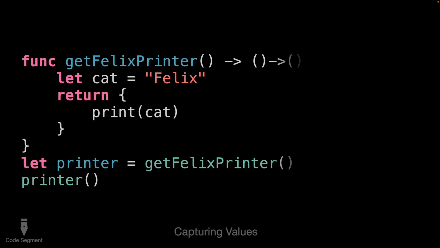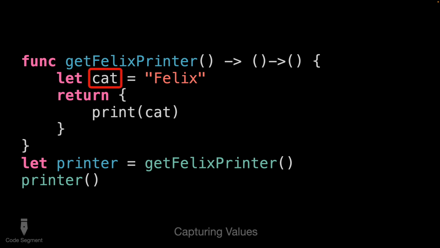All right. So now capturing values. We talked about this a little bit before. Let's say that we have a function we call getFelixPrinter. It doesn't take in any parameters, but it creates a closure, an anonymous function. It creates one that has no parameters and no return, so it's just going to execute and do its thing.